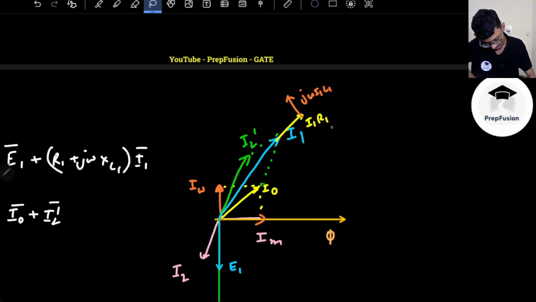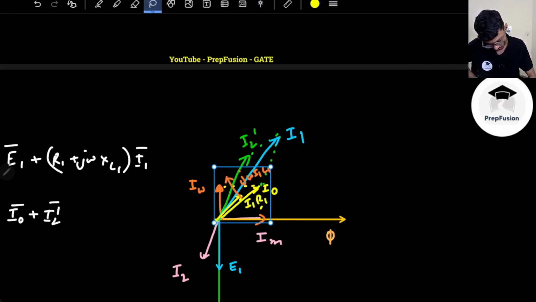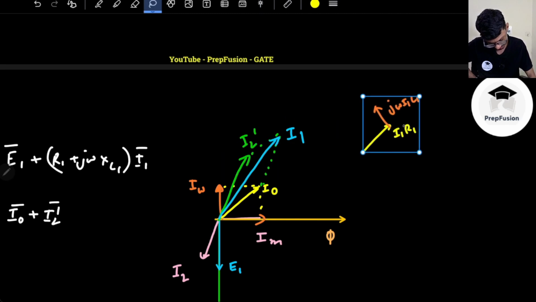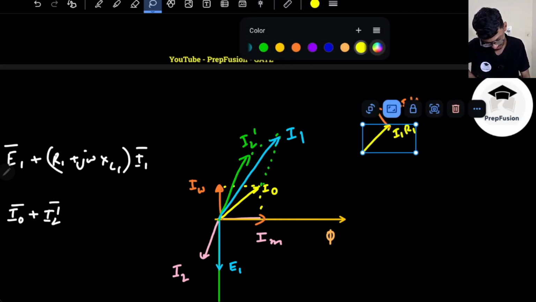So actually it will lie somewhere around here. Okay, although the diagram is a bit messy. I have to change the color here. Oh my god, this is going super messy.